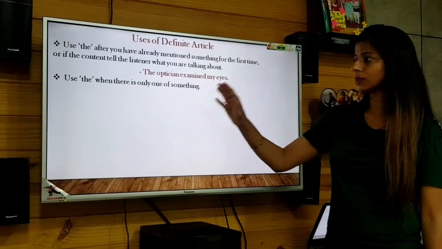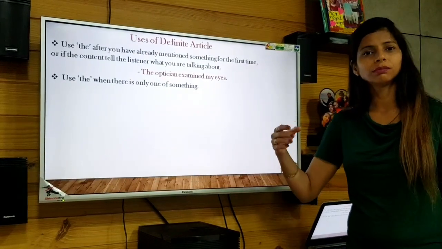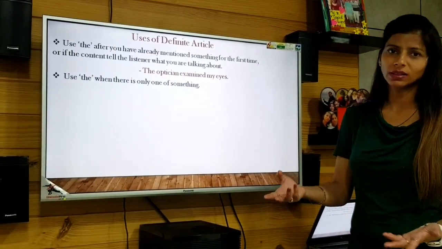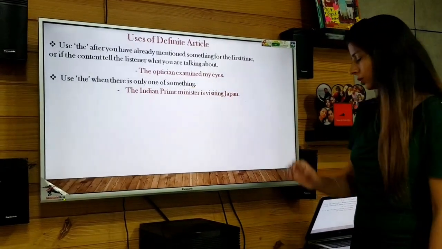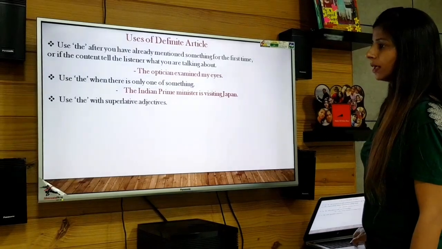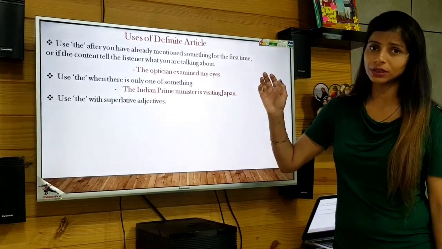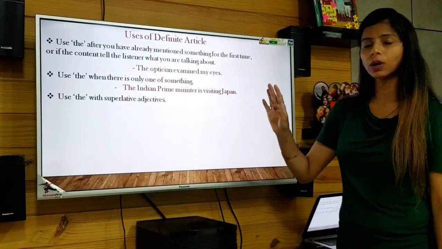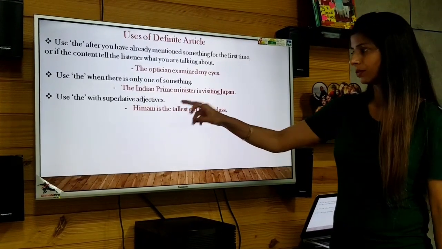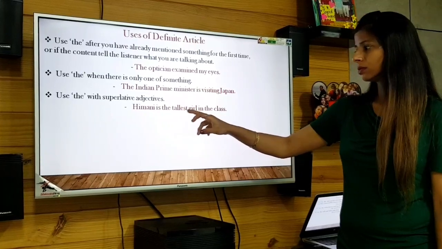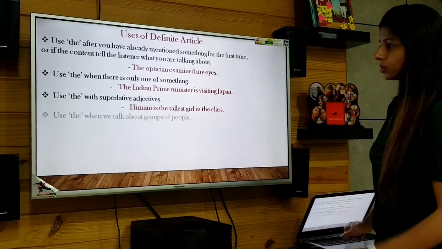Use "the" when there is only one of something, when something is unique. So then the Prime Minister, the President, they are only one. So that is why we need to use "the" before them, right? So then next is use "the" with superlative adjectives. With superlative degrees you are to use "the" only. Example is, Himani is the tallest girl. The superlative degree is tallest, so we have used "the" with that.